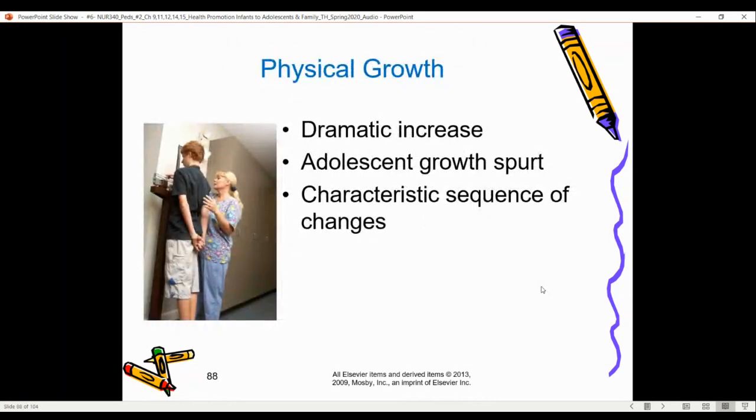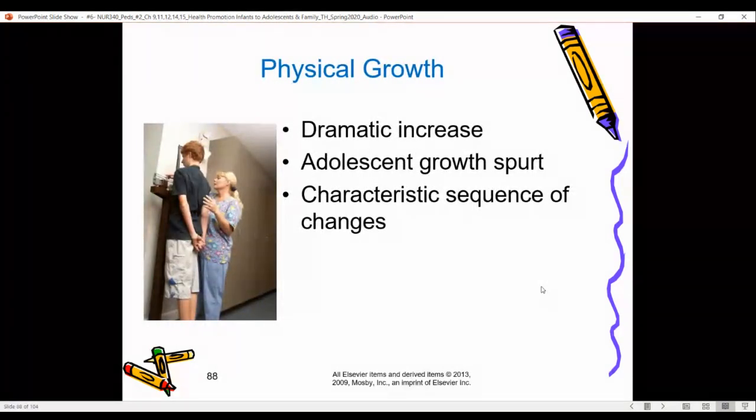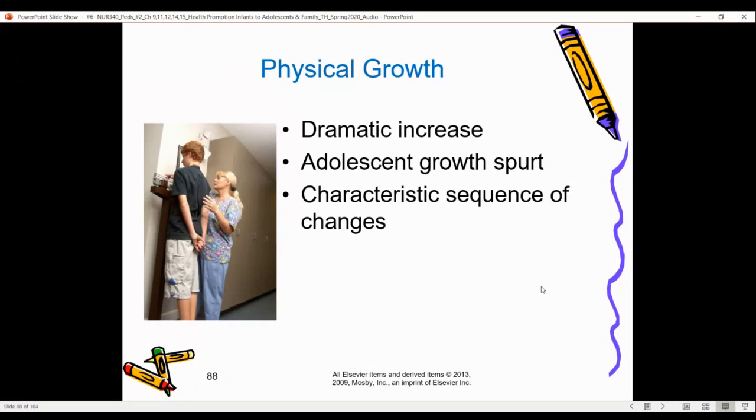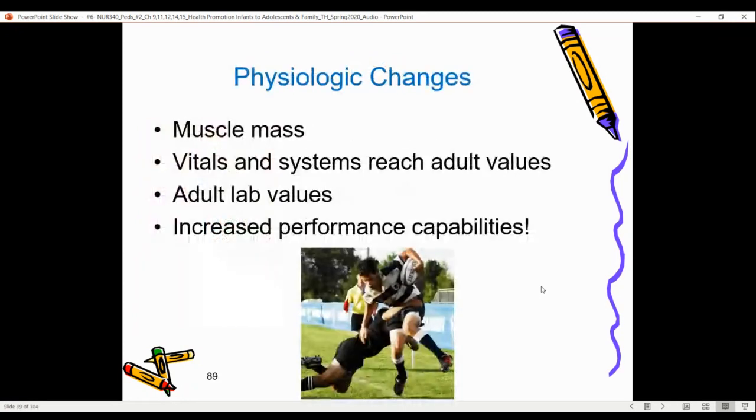All right, physical growth. This is a dramatic period of growth. Kids gain about 25% of their overall height during the 1 to 2 years of puberty. So they sleep and they eat and they sleep and they eat and they grow. Huge growth increases. Their physiologic changes now, they have a lot more muscle mass, their vital signs and their labs reach adult levels. I do expect you to know adult levels for this class. That includes things like ABGs. I will not test you on the differences with some of the neonate versus infant lab values, but there are differences. I do expect you to know those adult levels though. And they have increased performance capabilities at this point.